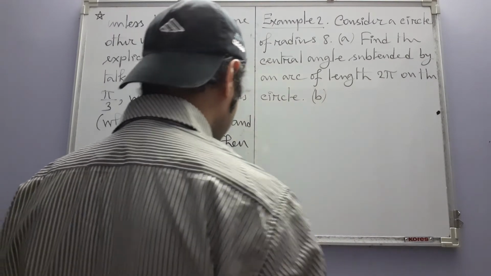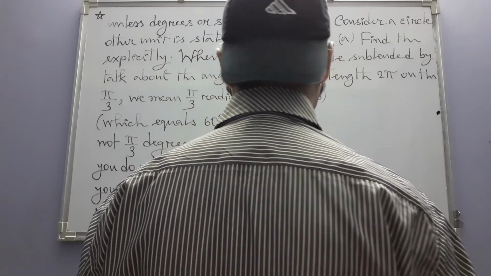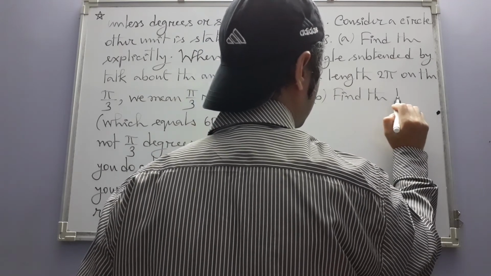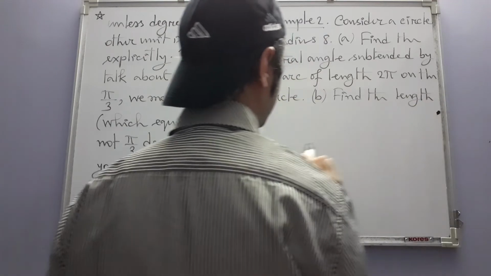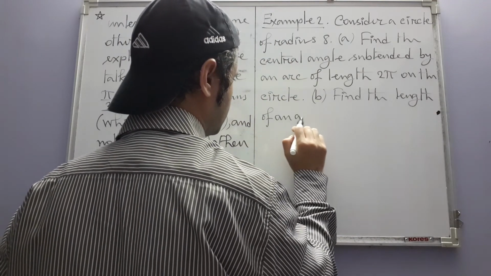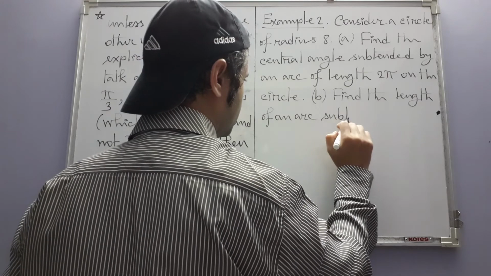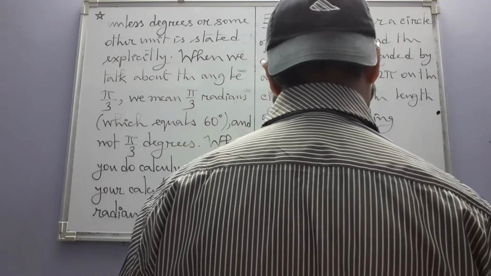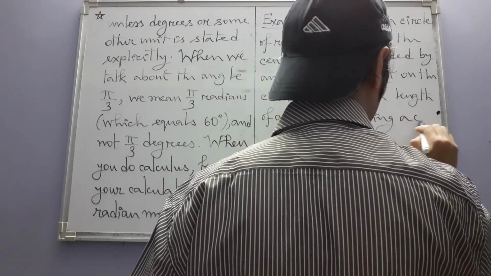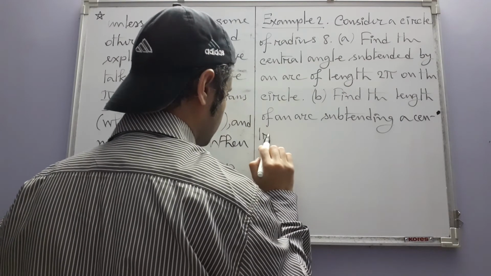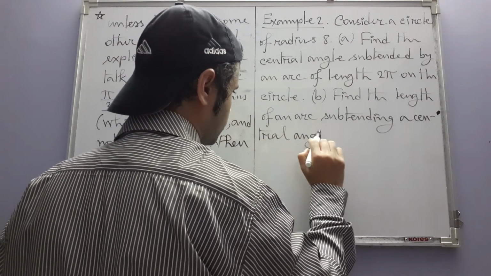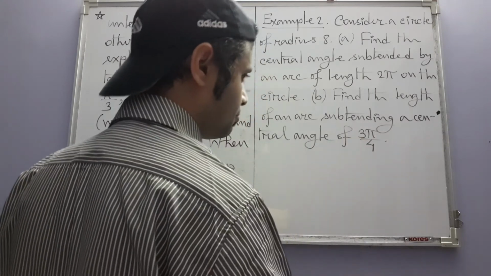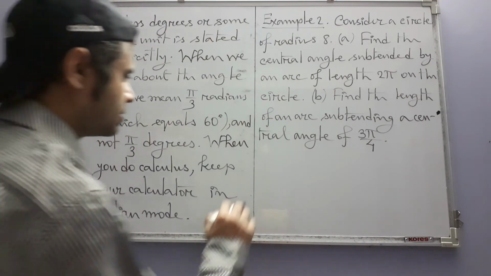and there is this part B also. Find the length of an arc subtending a central angle of 3 pi divided by 4. That means 3 pi by 4 radians according to our convention.